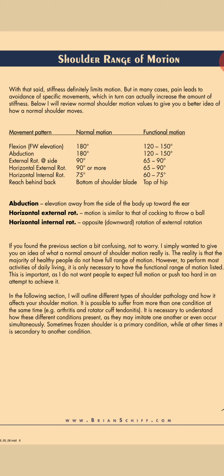Abduction, elevation away from the side of the body up toward the ear. Horizontal external rotation, motion is similar to that of cocking to throw a ball. Horizontal internal rotation, opposite downward rotation of external rotation. If you found the previous section a bit confusing, not to worry. I simply wanted to give you an idea of what a normal amount of shoulder motion really is.